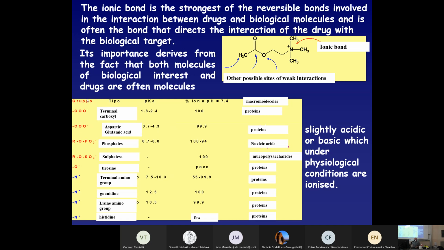Here you can see a lot of ionizable groups located on the surface of the different proteins. And so these groups are responsible for the formation of ionic bonds. You see the pKa, you see the percentage of ion at the physiological pH. So a lot of groups are able to give this type of bond.